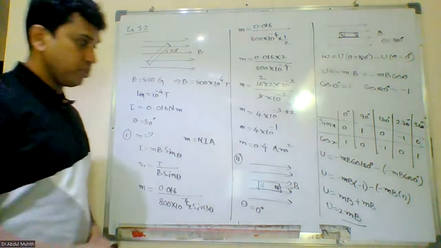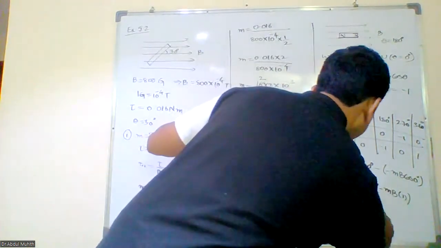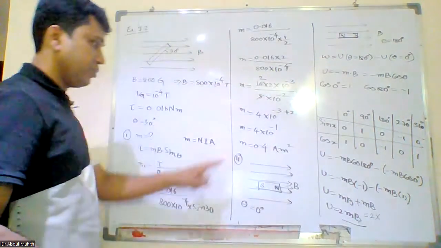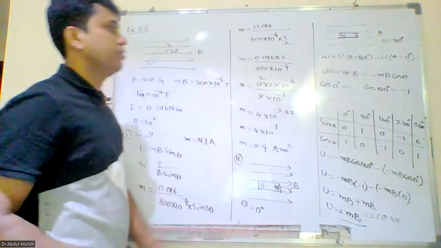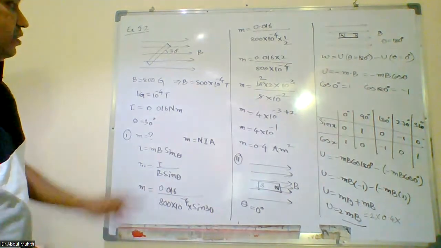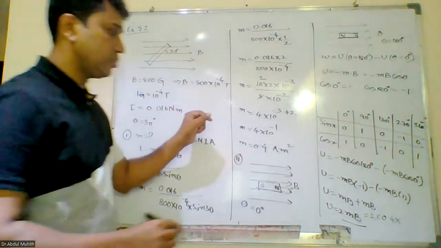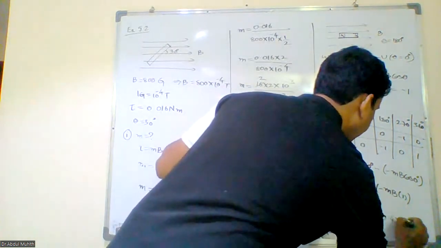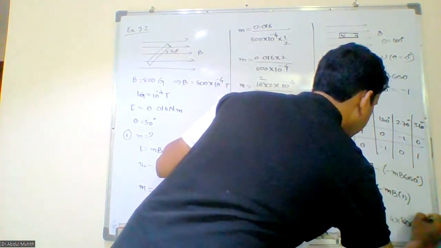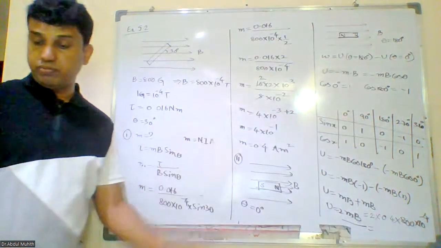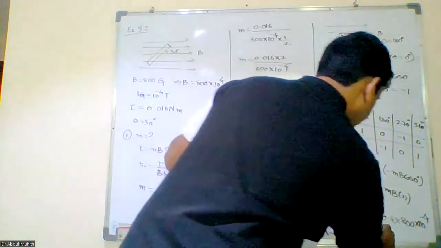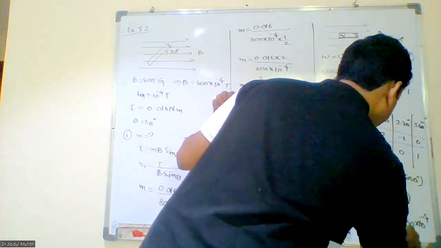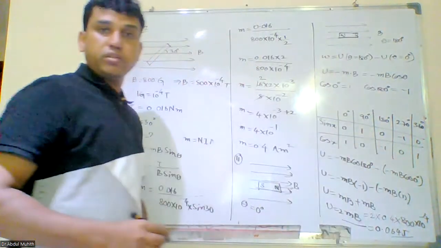How to substitute the value also? 2 into, what is M now? I think 0.4. What is B here? 800 into 10 to the power of minus 4 Tesla. Then you will get how much? 0.064 joules. Take it.